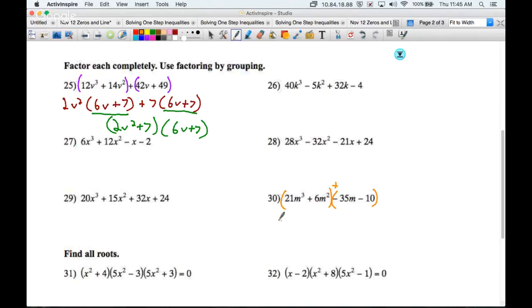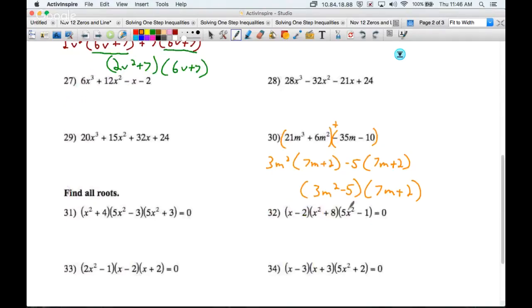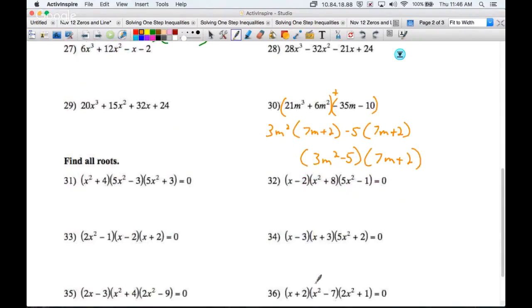Factor out the common factor. Here it looks like it'd be a 3m squared, leaving behind a 7m plus 2. And here the greatest common factor looks like it would be a minus 5, leaving behind a 7m plus 2. So the factoring by grouping worked. We'll just now regroup what we factored out and one copy of what got left behind. And now if we were to solve this, we could set these equal to 0, and both of them would be pretty easy to solve to get us some answers for m, or some roots, or some zeros.